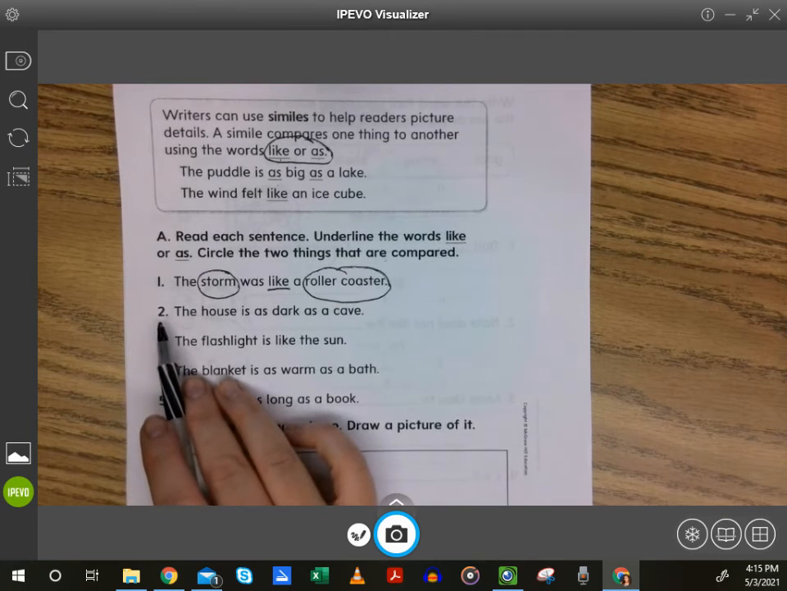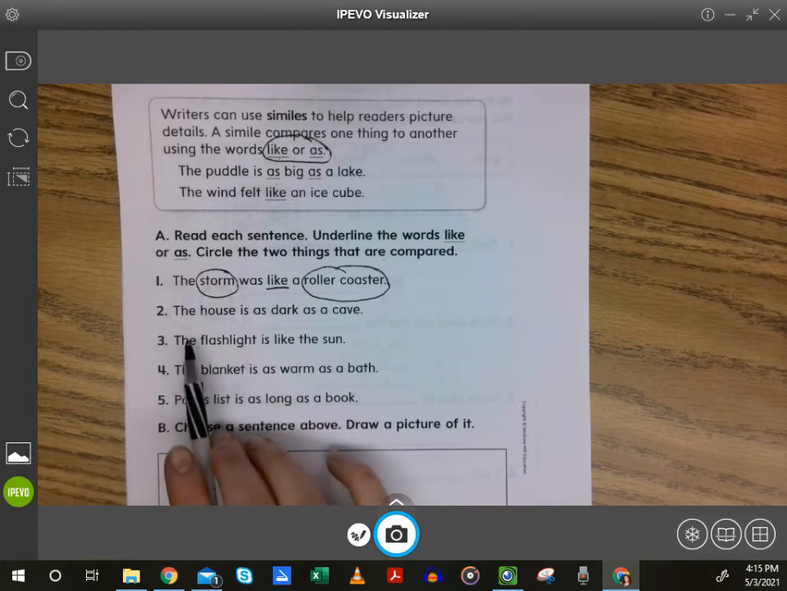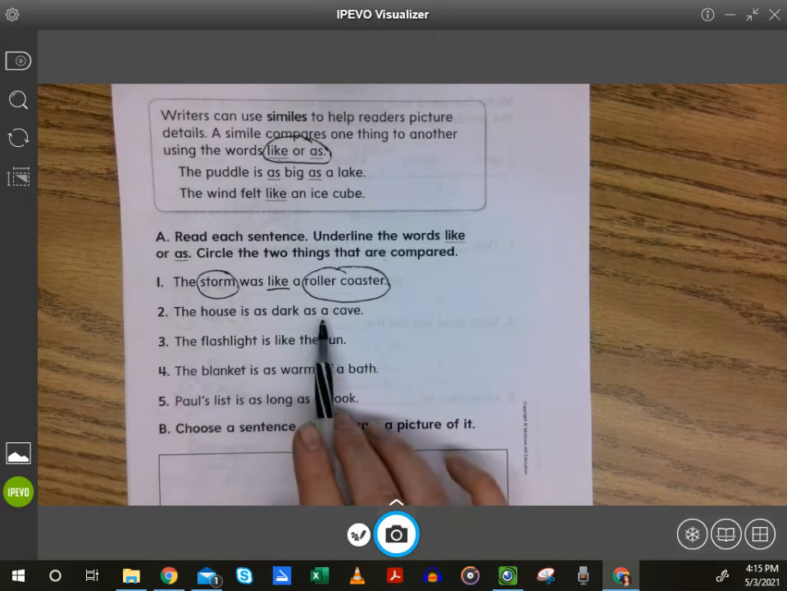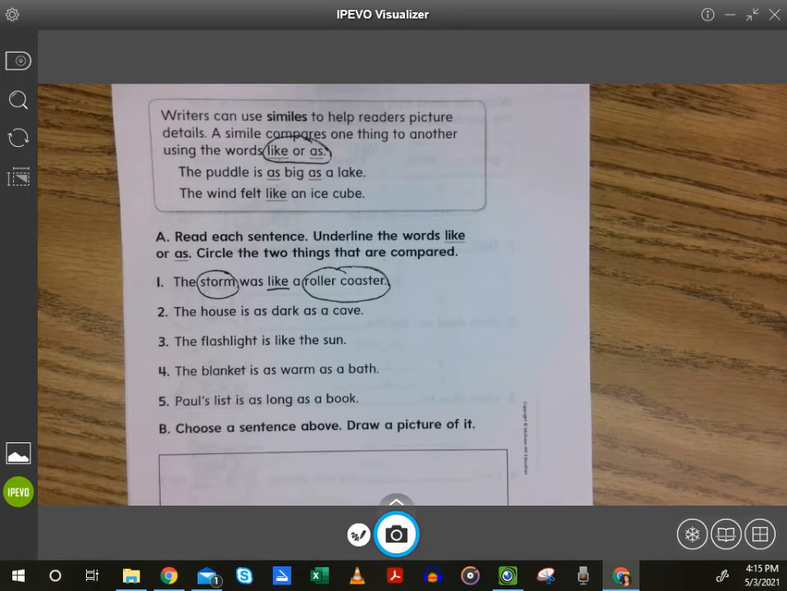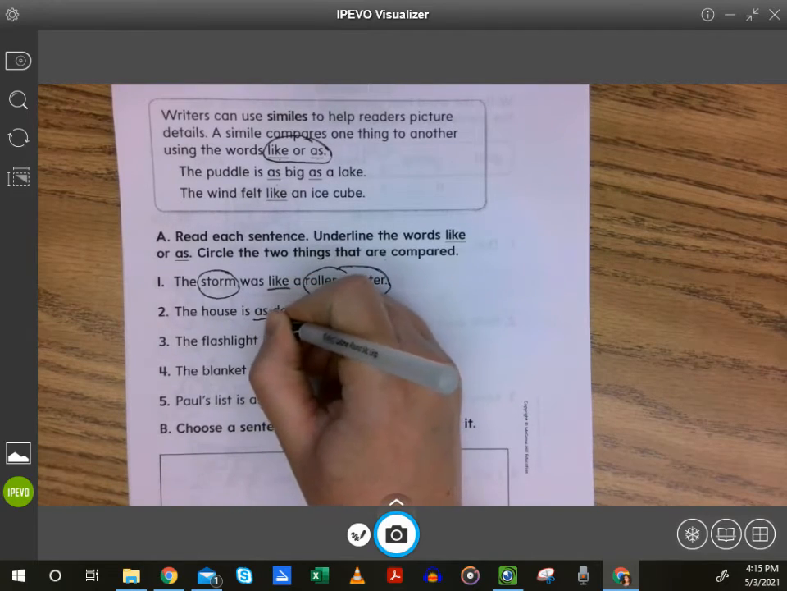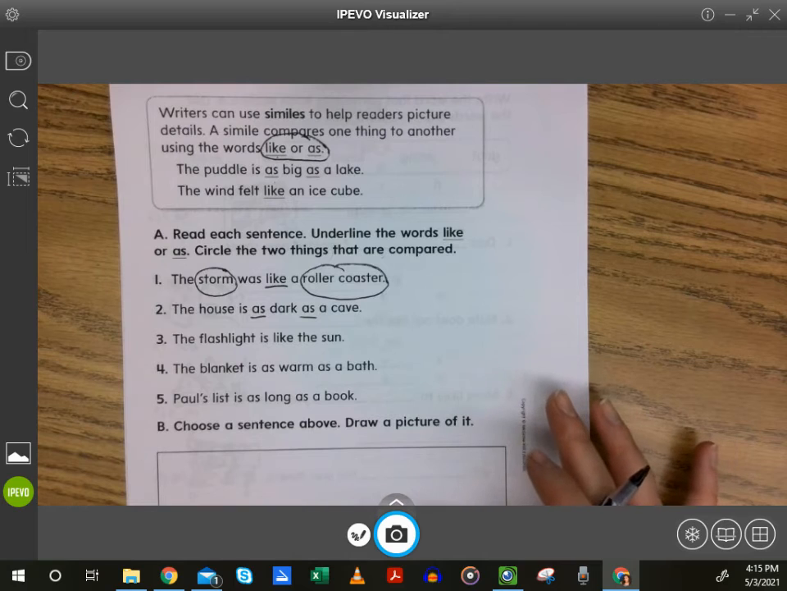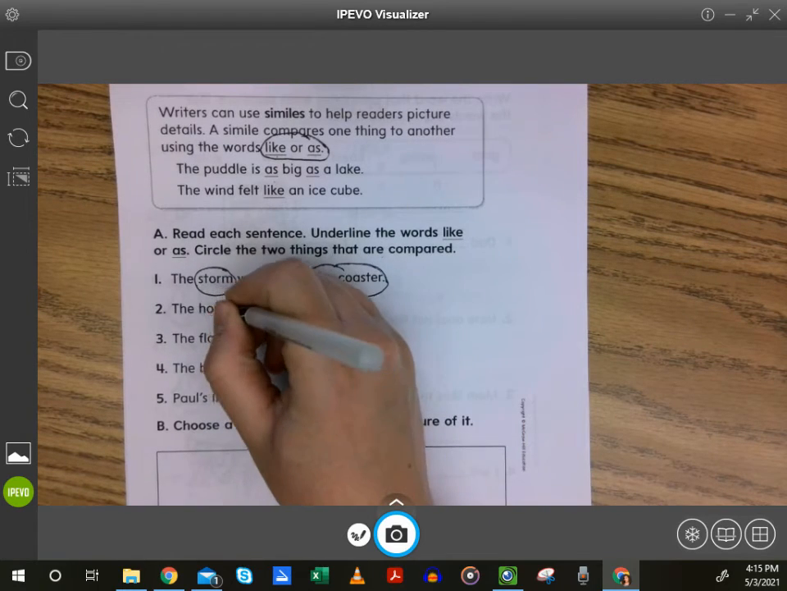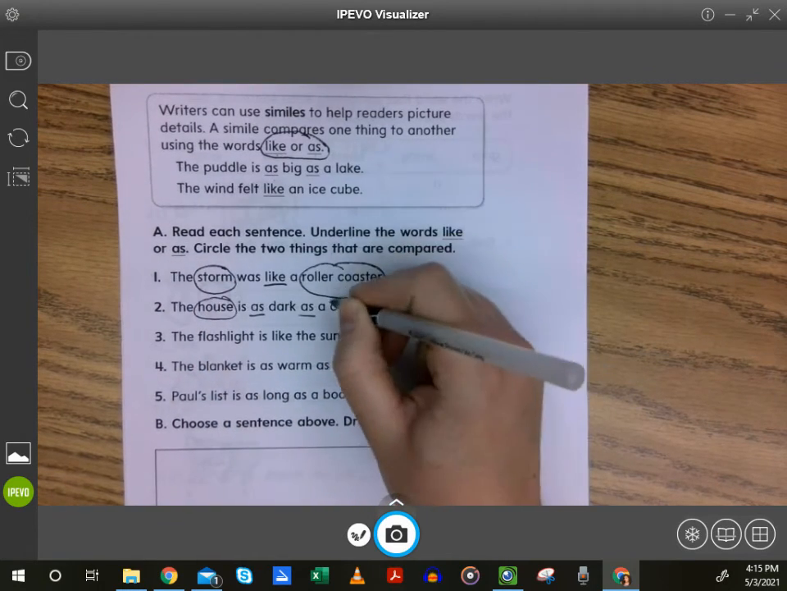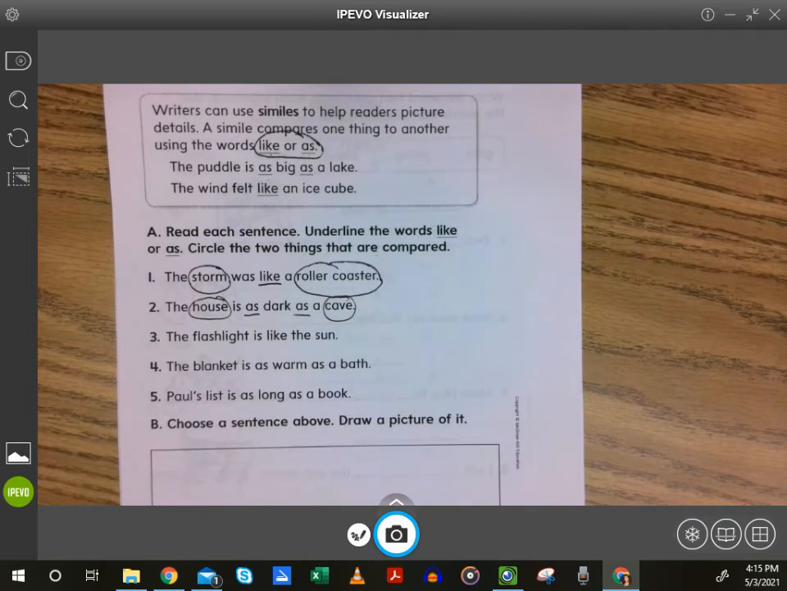Okay, number 2. The house is as dark as a cave. Okay, did you see our comparing word? Our simile comparing word? We saw as. Okay, what are we comparing? We're comparing the house and the cave. Good.